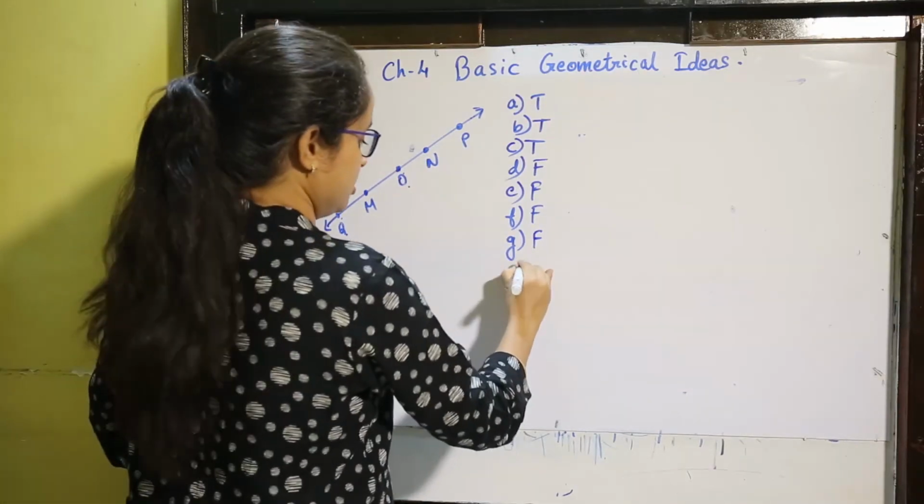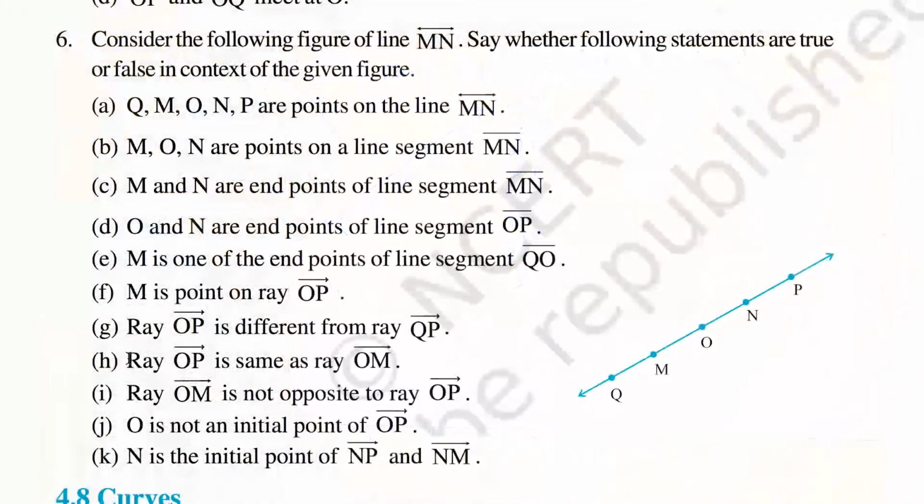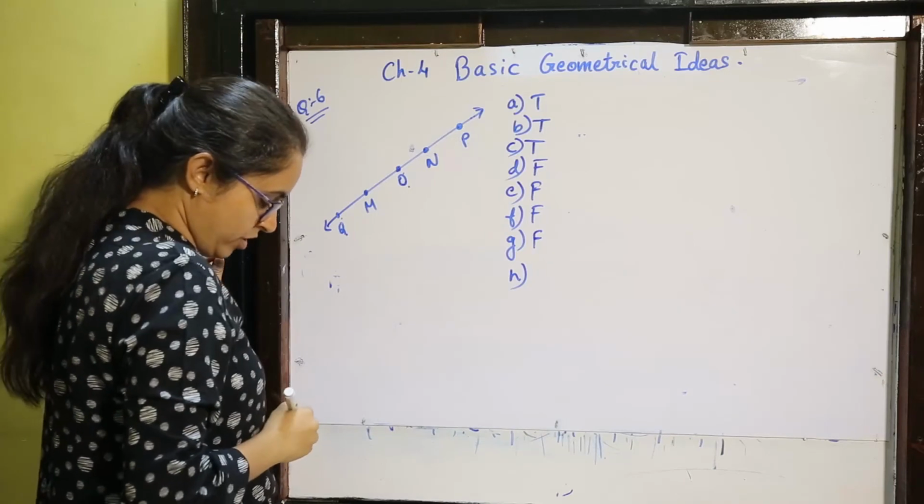Now H: ray OP is the same as ray OM. OP and OM, that is also false.